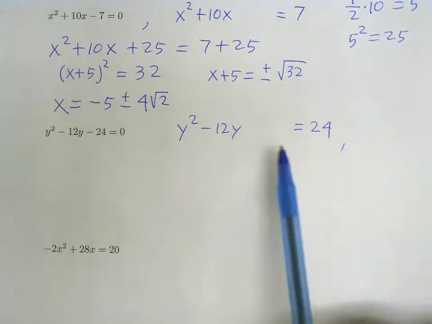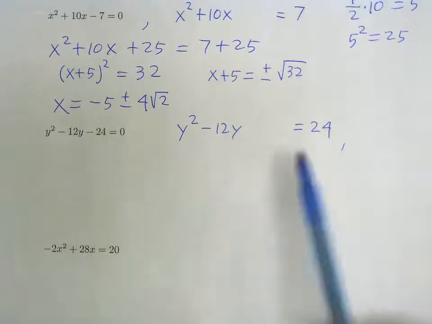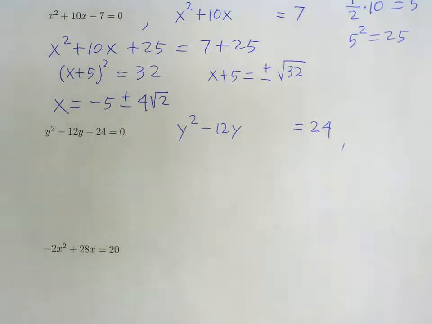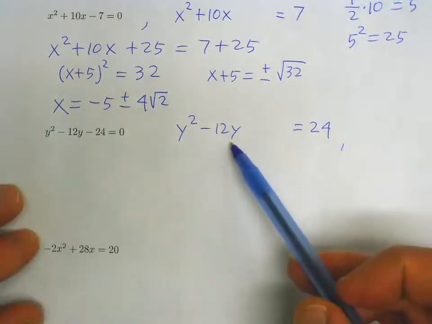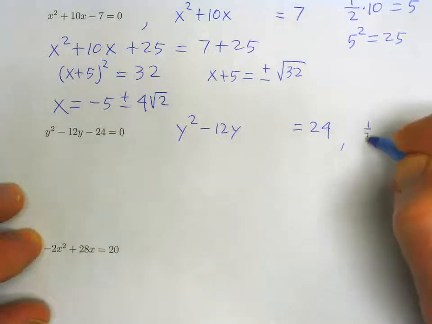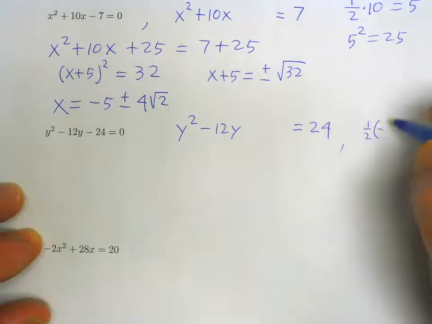Now we want to add a number to both sides of the equation so that the left-hand side becomes a perfect square trinomial. Okay, so the coefficient of y is negative 12. We want first to find 1/2 of that number. 1/2 times negative 12 is negative 6.